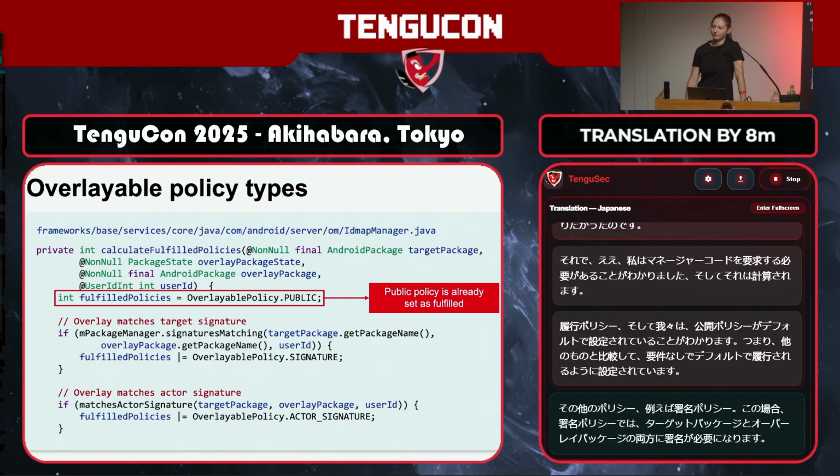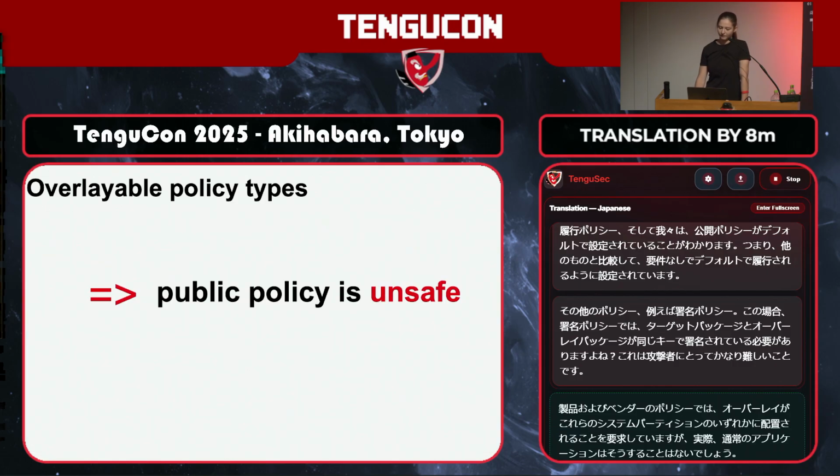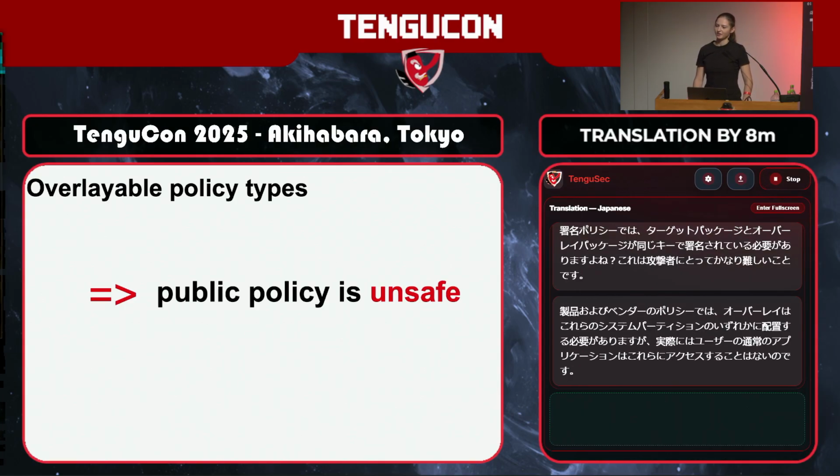And also there are product and vendor policies. They require that an overlay should sit in one of these system partitions, which a regular user application would never have access to. So I concluded that the public overlay policy is dangerous because it allows overlaying any resources from any application with no requirements.